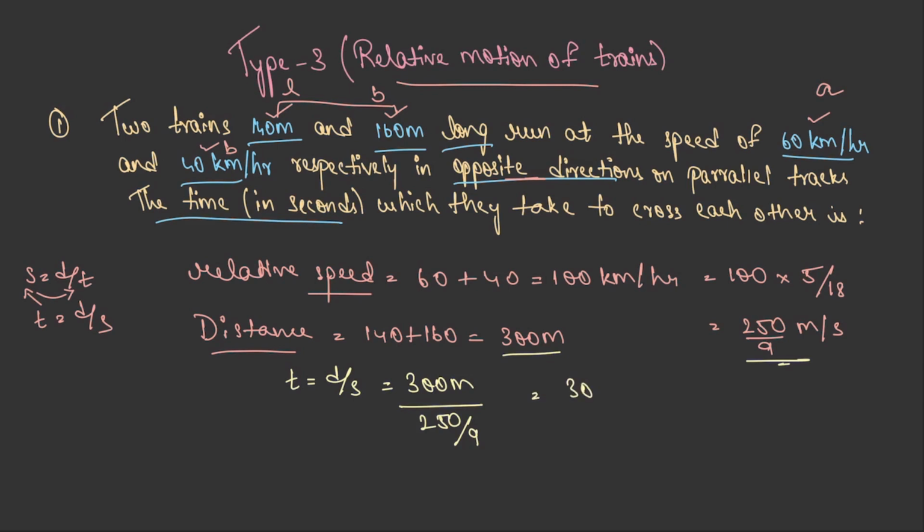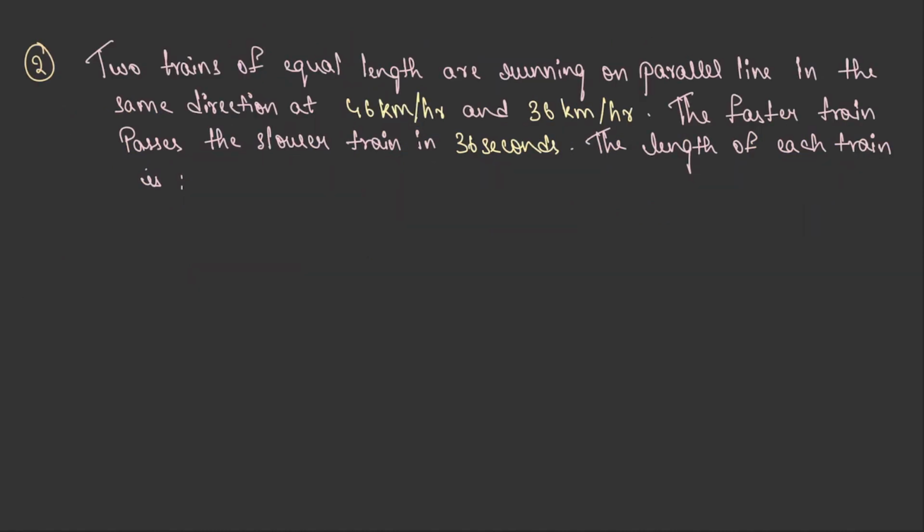So this will be 300 into 9 divided by 250. This is 54 divided by 5, that is 10.8 seconds. We've got the time. Let's move on to the next question.